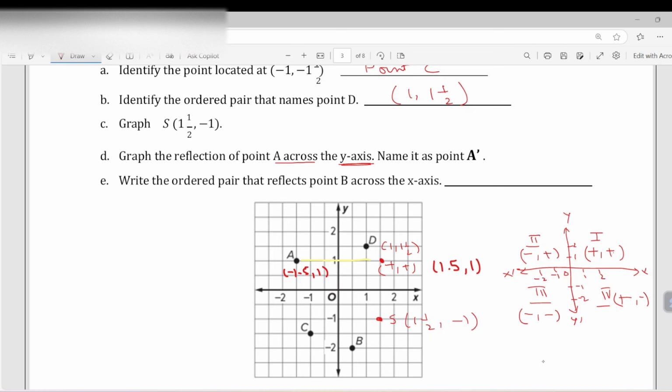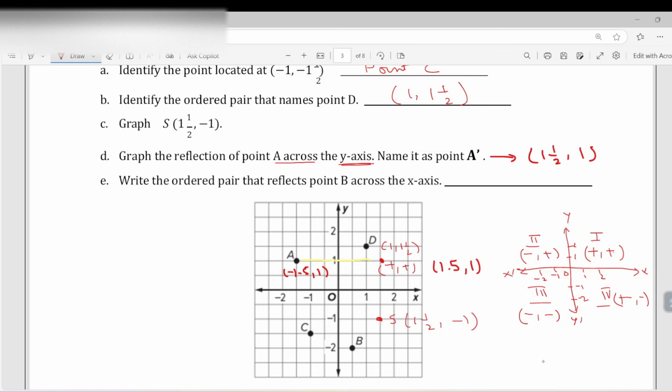So what is the point? This will be 1.5, whatever you want to write. Minus will become plus. Along y-axis, X changes, Y is same.